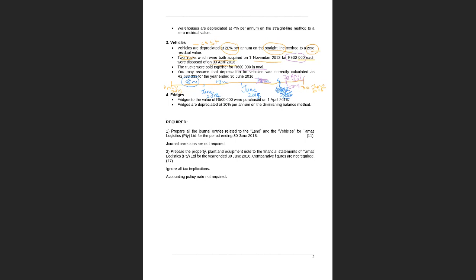They also then say that the depreciation for vehicles was correctly calculated as 2.633 million for the year ended 30th of June 2016. Okay, so if they give you something, there's no need for you to go and recalculate it. That's how it is done. Okay, so please do the calculations for me for the depreciation of the vehicles you sold for the current year as well as the profit or loss.